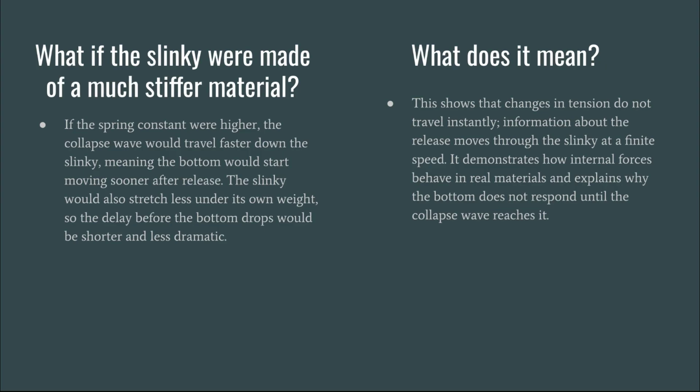So here are my two questions. What if the slinky were made of a much stiffer material? If the spring constant, or k, was higher, the collapse wave would travel faster down the slinky, meaning the bottom would start moving sooner after release. The slinky would also stretch less under its own weight, so the delay before the bottom drops would be shorter.